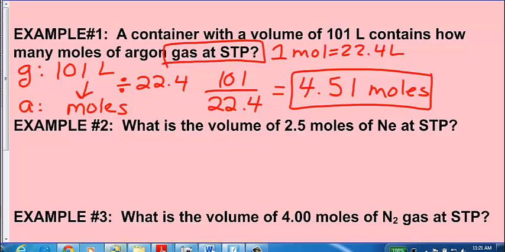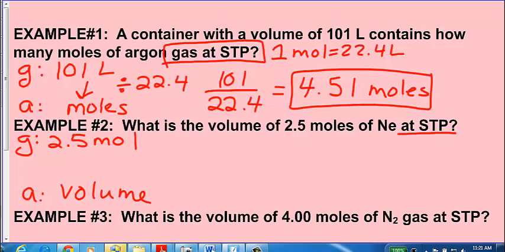Again, we have a gas at STP, so we can use that 1 mole equals 22.4 relationship. We are given 2.5 moles, and they are asking us for volume. Okay? So in this case, we're going from moles. Whenever you go from moles, you multiply, and since you're converting between mole and volume, it's your magic volume number, 22.4. Okay? So you're going to take your 2.5 and multiply it by 22.4, and you come up with 56.